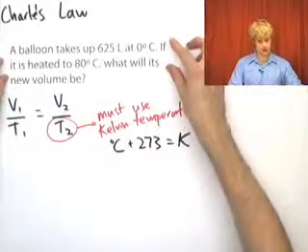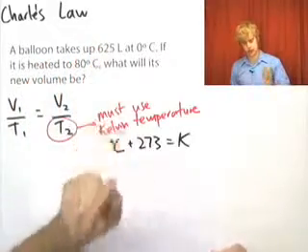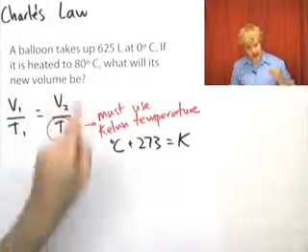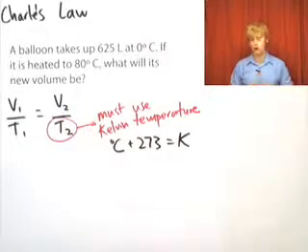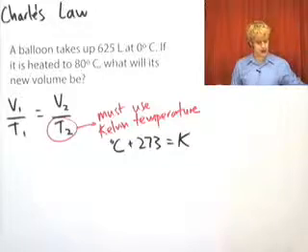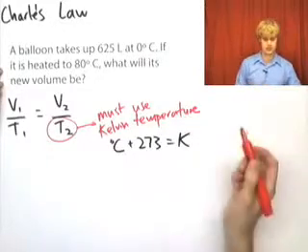We say that a balloon takes up 625 liters at 0 degrees Celsius. If it's heated to 80 degrees Celsius, what will its new volume be? There are a couple of steps that we have to take. Let's figure out which of these variables we're going to be solving for first of all.